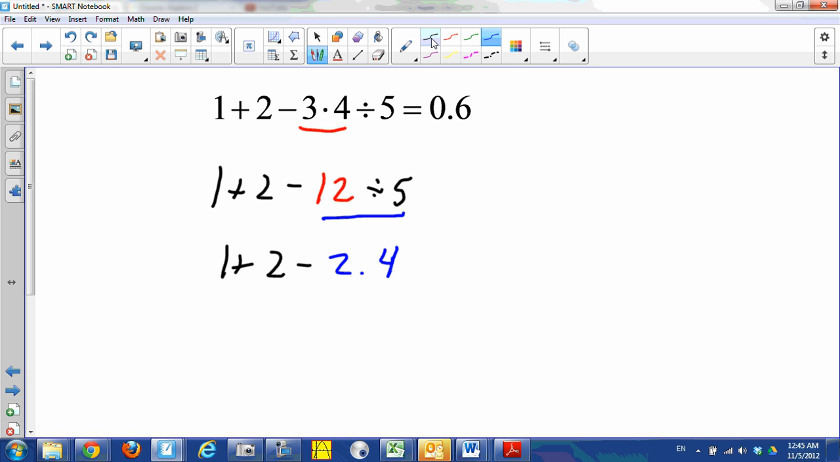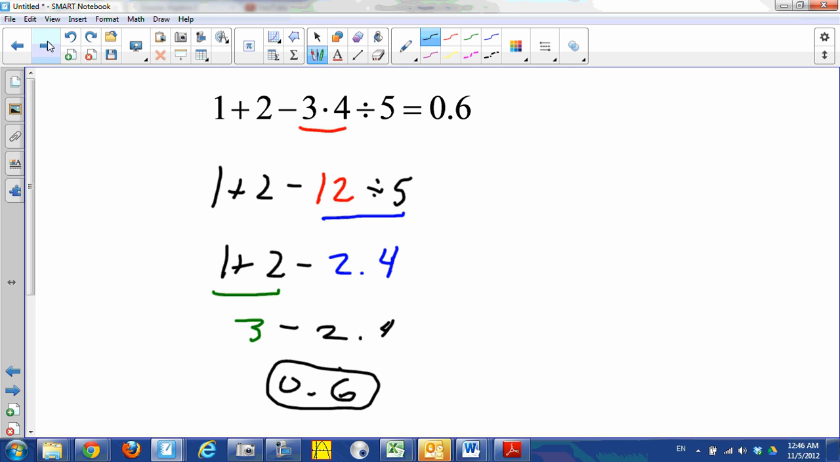Okay, and now we got addition and subtraction left to right. So first we do the 1 plus 2 is 3 minus 2.4. And 3 minus 2.4, of course, is 0.6.